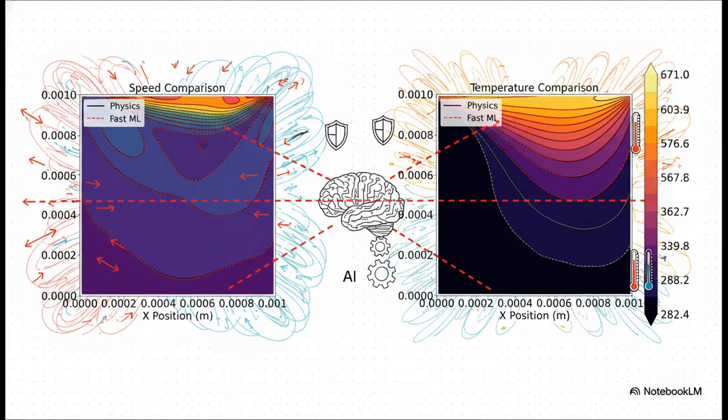Take a look at these two plots. On the left, you've got speed, on the right, temperature. And again, the AI's prediction in red is a near-perfect overlay on the ground truth in black. Even in this crazy, extreme scenario that it was never trained for, the AI understood the physics so well that it made a flawless prediction. That is the sign of a truly robust and powerful AI.